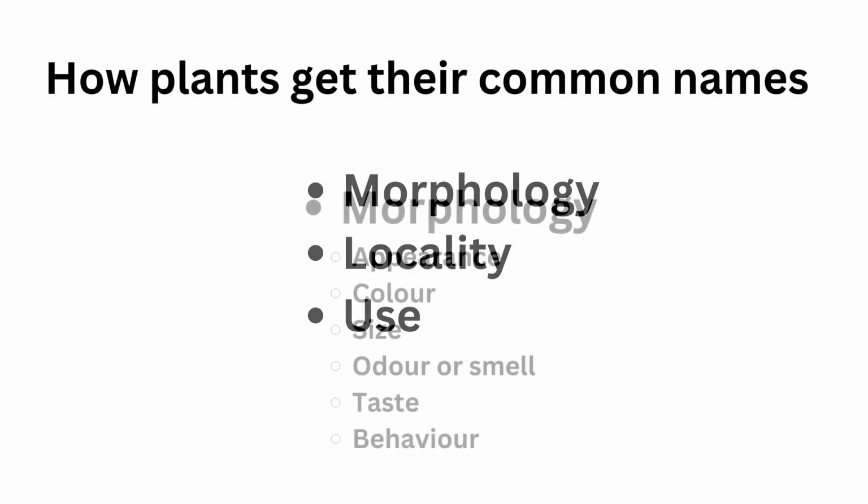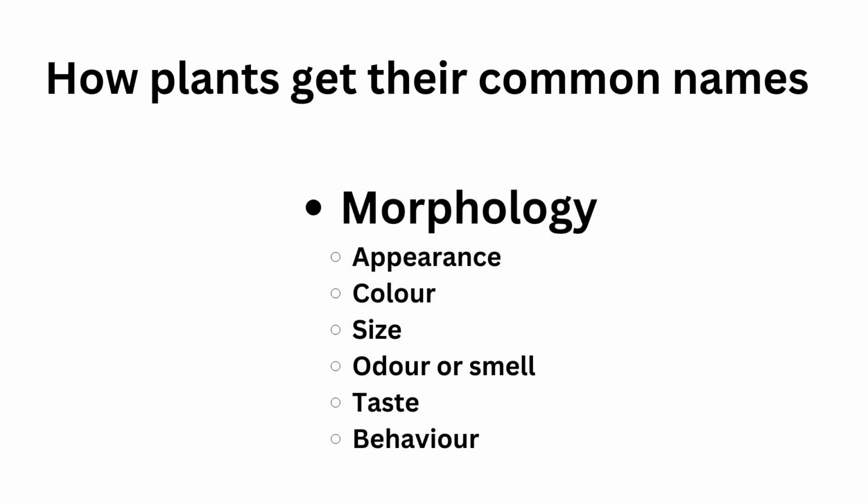It's morphology. So when I talk about morphology, I'm referring to the biology of the plant, so its form and structure. And this includes things like appearance, the color, the size, the odor or the smell, the taste, and behavior. And morphology can be talking about the internal or the external parts of a plant.